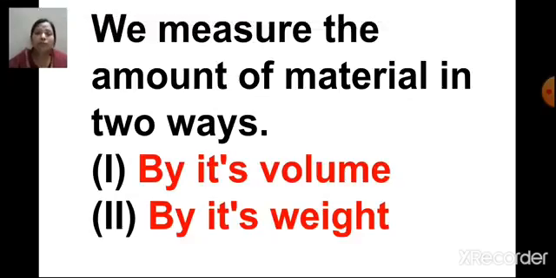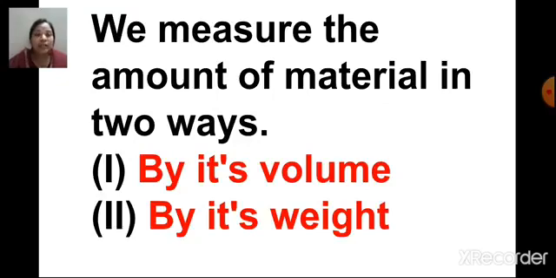We measure the amount of material in two ways: by its volume and by its weight. As we have already discussed, we buy liquids by their volume, and when we buy solids, we do not buy them by their volume, but we measure the weight of solids, right? We measure weight means 2 kgs, 3 kgs, like that. For example, when we go to the market, we buy 2 kgs of rice, we buy 1 kg of potato, like that. So we measure it by its weight, not by its volume.